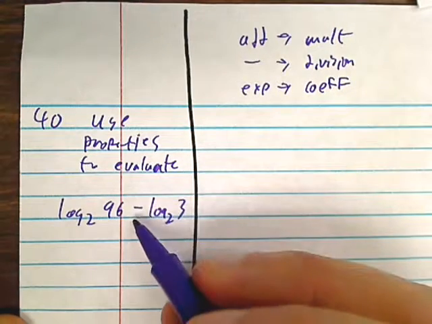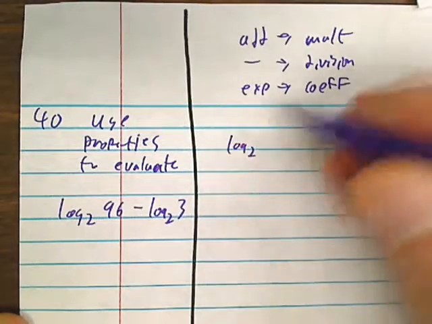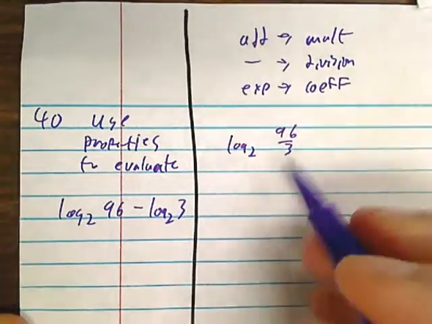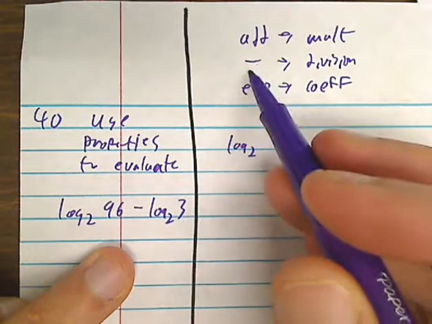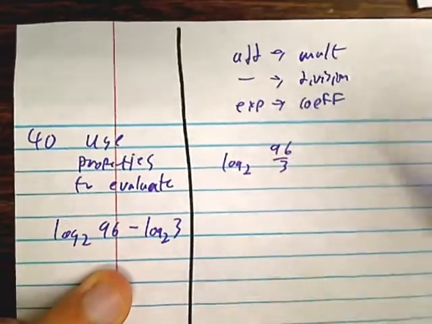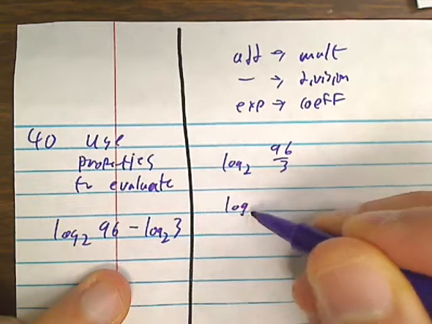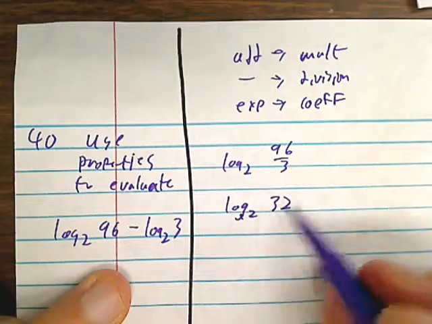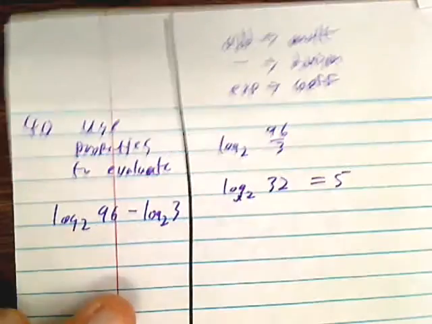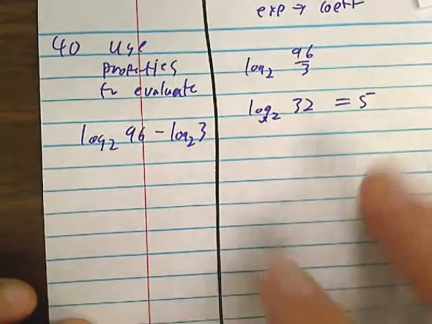Okay, we're back. So the subtraction becomes division. And when you do that, you just write the logarithm once. So when you go from subtraction to division, you go from multiple logarithms to one logarithm. 96 divided by 3 is 32. And is that special? Absolutely. 2 to the 5th power is 32, so that just equals 5. So all that works out to just 5.